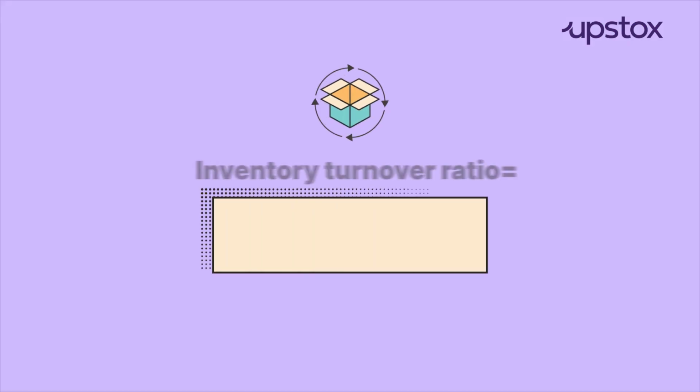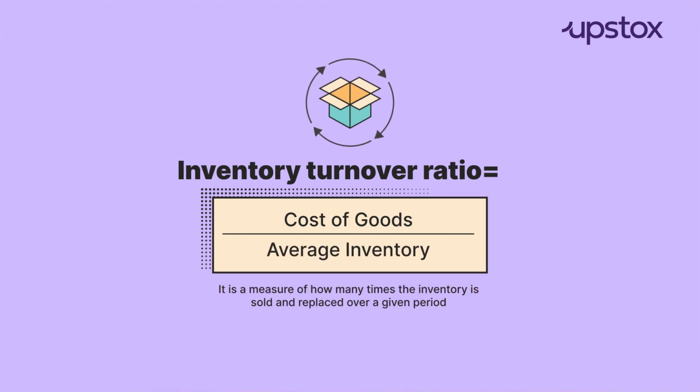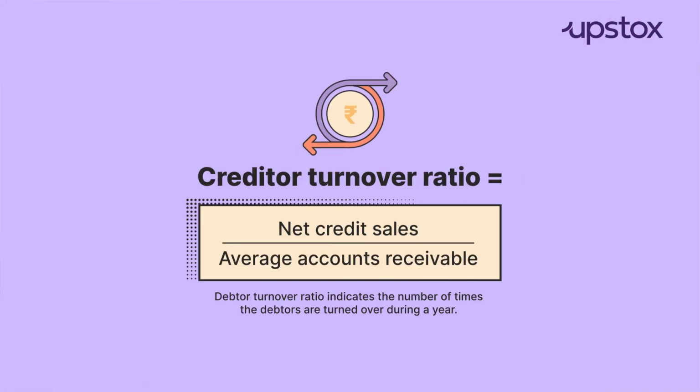The second key ratio that you need to remember is the inventory turnover. It simply means how fast a particular company is moving or selling its inventory. The third key ratio is the creditor turnover ratio. It simply shows that if a company is selling its product, how soon the buyers are paying that company.